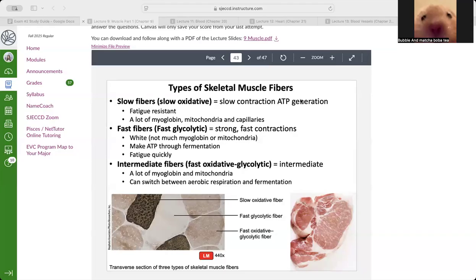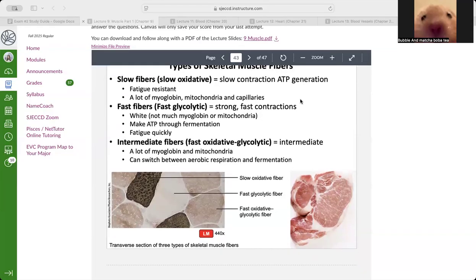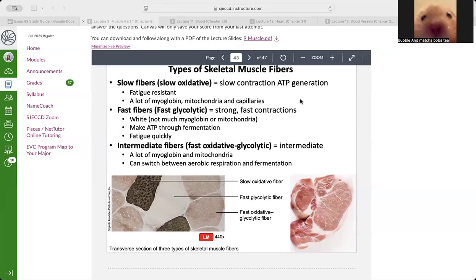Intermediate fibers, think of it as moderate power endurance. Like you're balanced. You're intermediate, you're balanced, you're in the middle. You have myoglobin and you have mitochondria. You can switch between aerobic respiration and fermentation. It's like in between. So yeah. And it's used in walking and sprinting muscles.